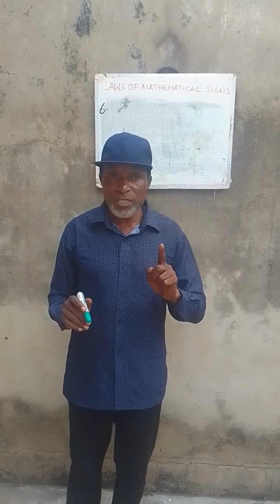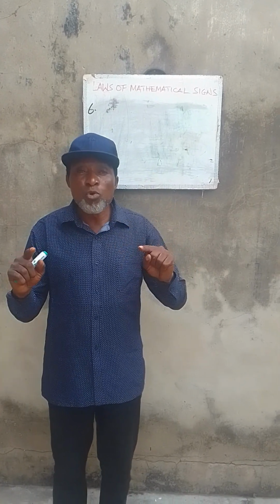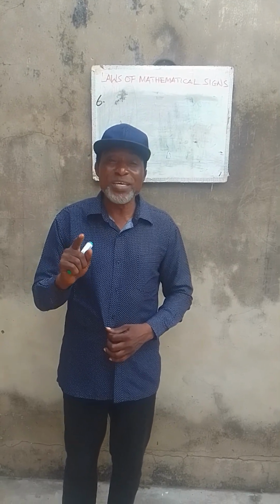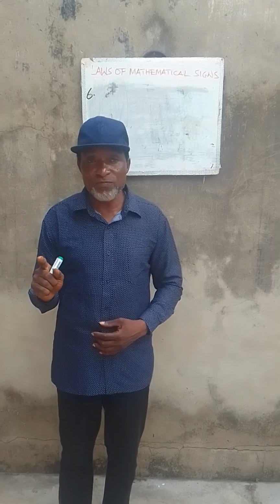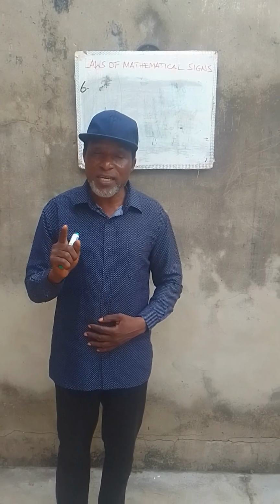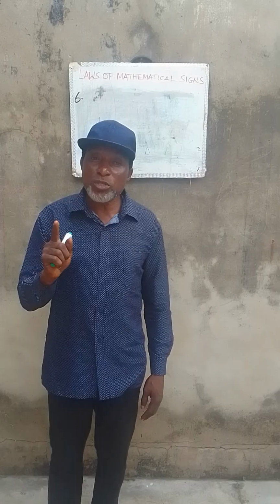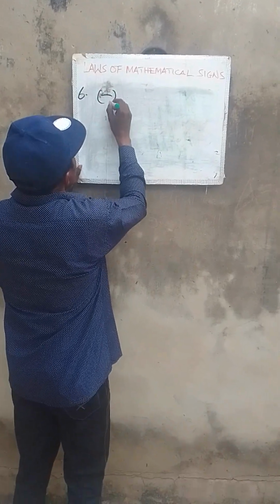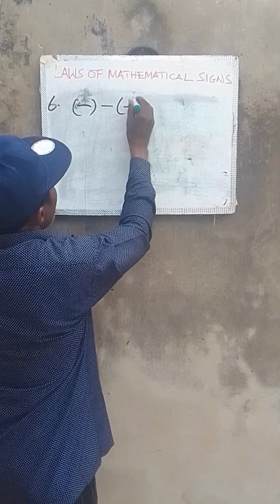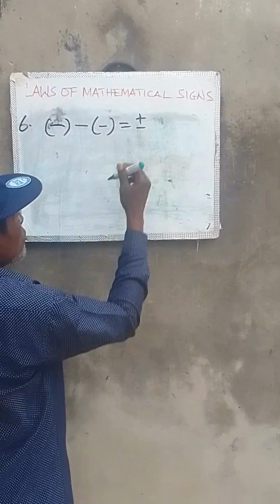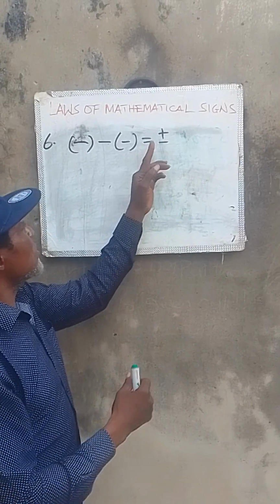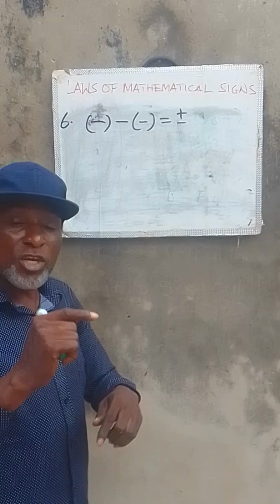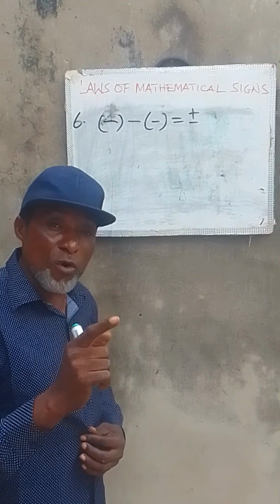So we are going to look at law 6. Law 6 states that when two negative numbers are subtracted, the result will be either positive or negative. That is, minus, minus, minus. We'll have plus or minus. So this thing stands for plus or minus.